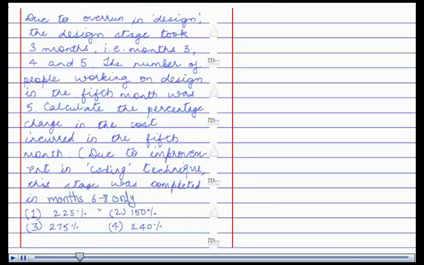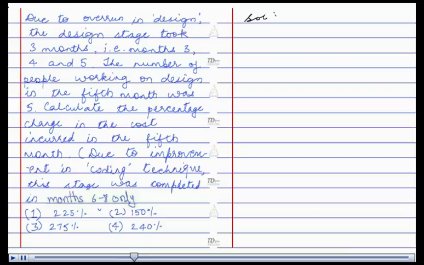Due to overrun in design, the design stage took 3 months, that is 3, 4 and 5. The number of people working on design in the 5th month was 5. Calculate the percentage change in the cost incurred in the 5th month. Due to improvement in coding technique, this stage was completed in 6 to 8 months only. Solution.